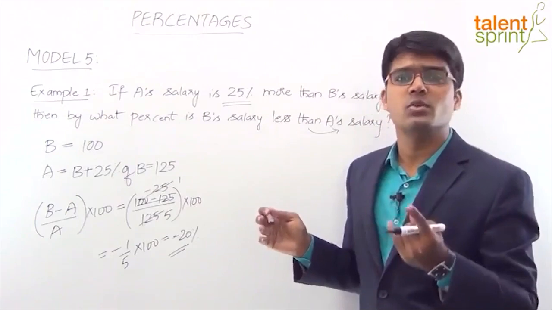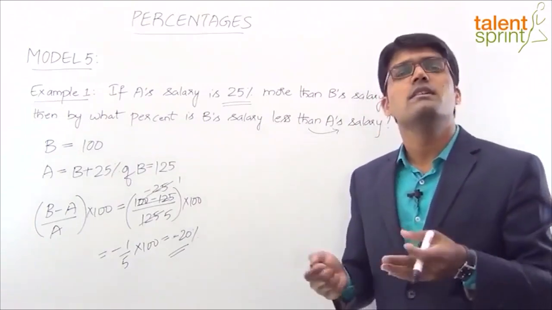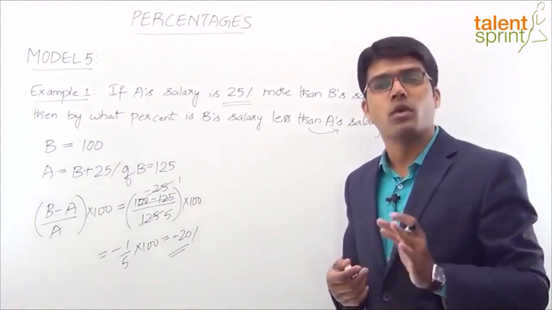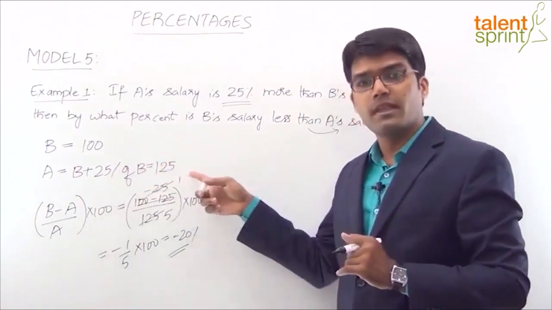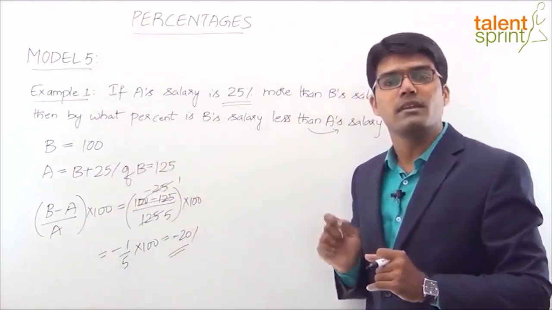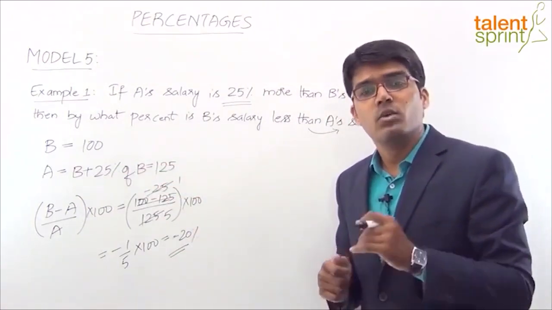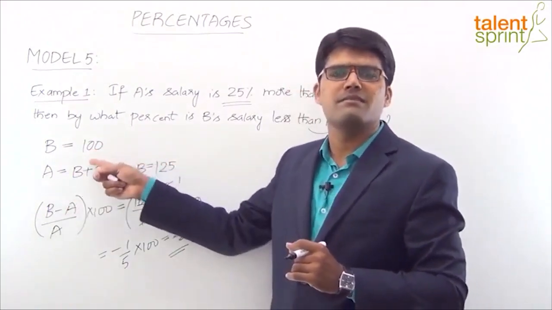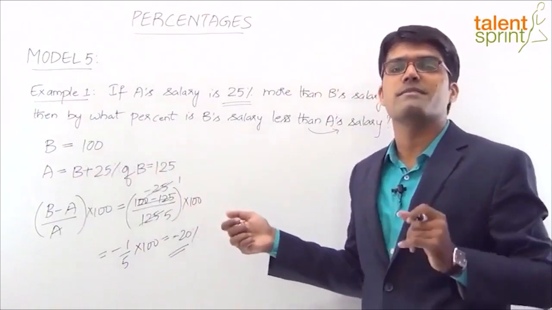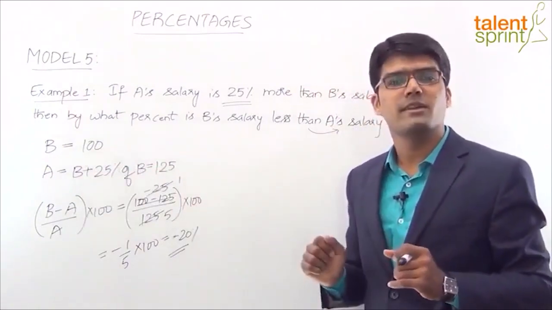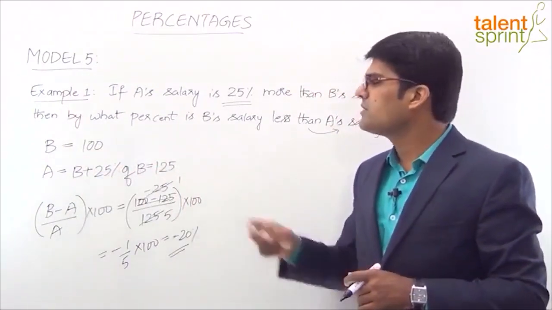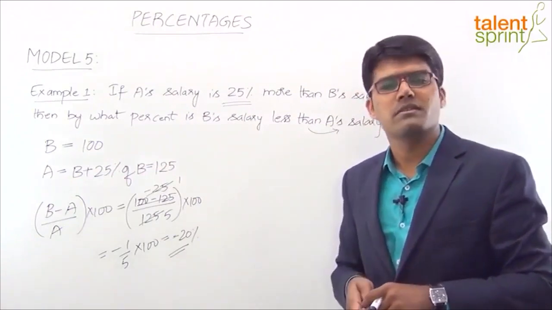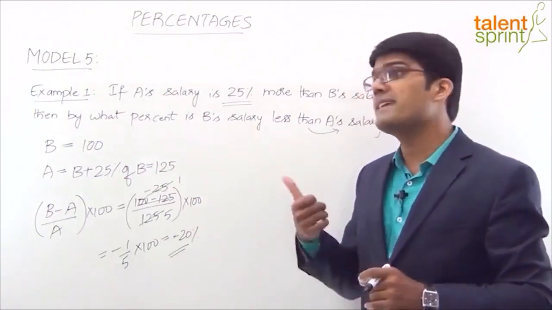You can assume any value. You can take 200, 150, 98, 95, whatever you want. Accordingly, calculate the value of A. Final answer will always come out to be 20%, right? The only advantage of taking B as 100 is calculation becomes easier, right? If B is 100, A will be 125, 25%. And then you can simplify it very quickly, right? So that's the regular way of solving the question, the traditional method, where we have assumed B as 100.